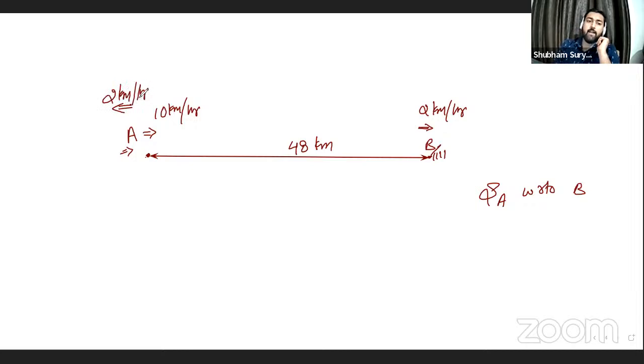So A already had a speed of 10 km per hour in right direction. He has now a speed of 2 km per hour in left direction. So 10 minus 2 comes out to be equal to 8 kilometers an hour. So overall now the speed of A is 8 kilometers an hour.